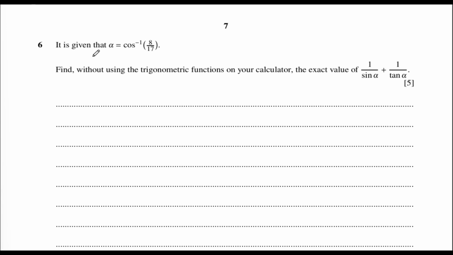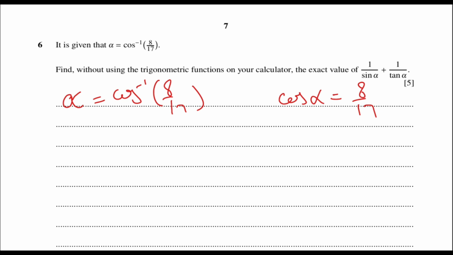The next question is: it is given that alpha is equal to cos inverse of 8 by 17. Find, without using the trigonometric functions on your calculator, the exact values of 1 over sin alpha and 1 over tan alpha. First of all, we have to understand alpha. This alpha is equal to cos inverse 8 by 17. So now we get cos alpha is equal to 8 by 17.